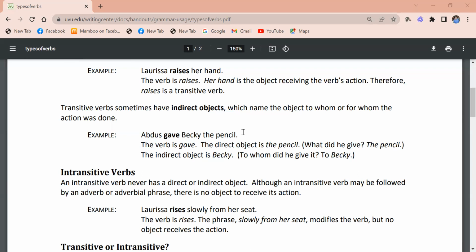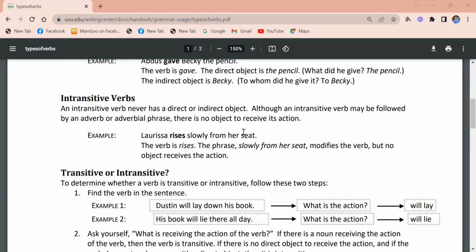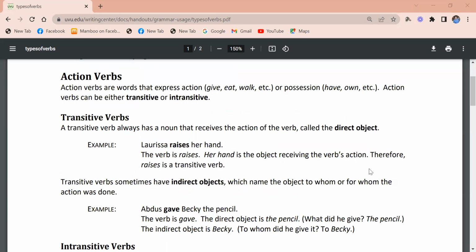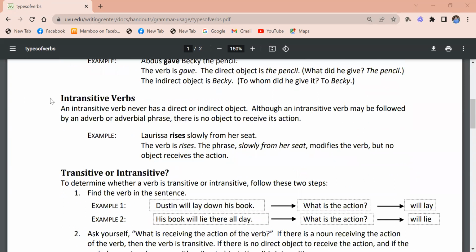How about intransitive verbs? Kapag merong direct object at indirect object, of course, automatic it is a transitive verb. Kapag naman wala, of course, it is an intransitive verb. So what will be the clue? Usually, an intransitive verb may be followed by an adverb or adverbial phrase. So there's no object to receive its action. Automatic, may clue na yan, kapag sinusundan siya by the adverb or the adverbial phrase.